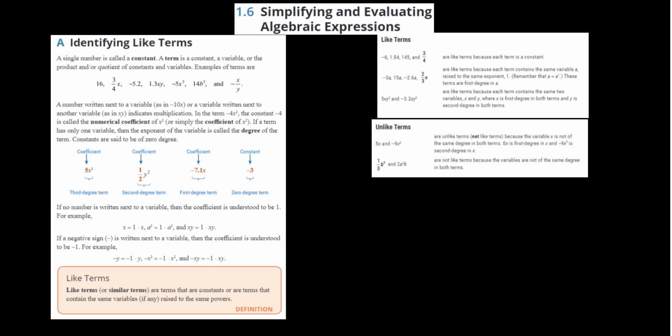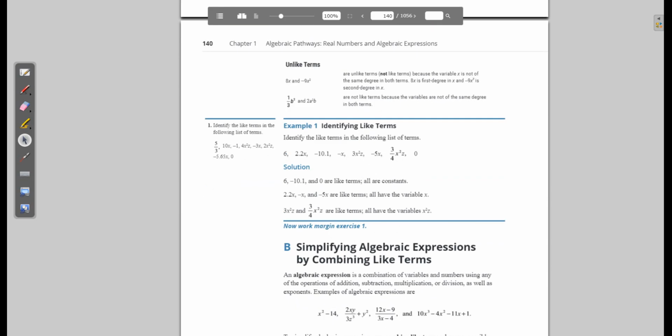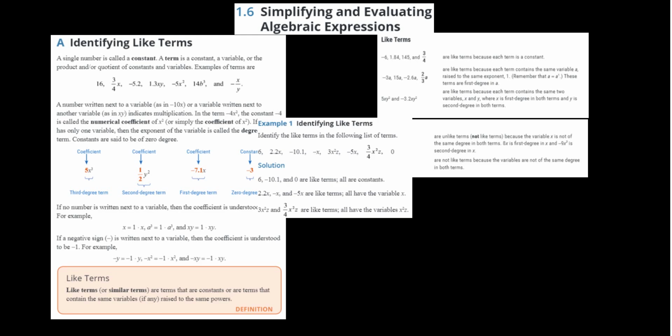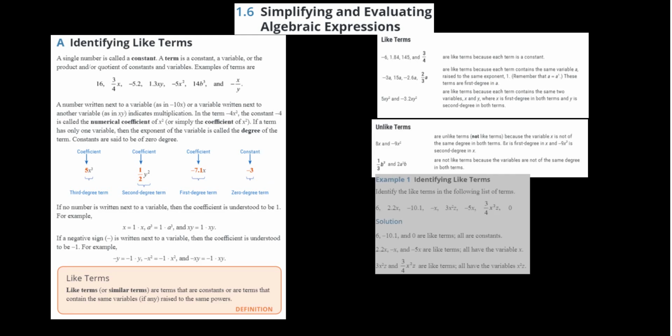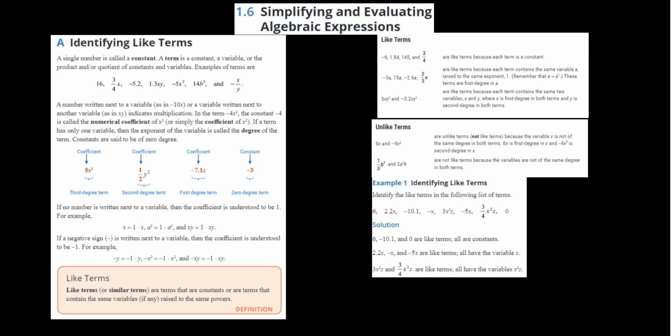All right. So example 1. I feel like we can just snip the whole thing. There's not much to this. Heck, we'll put it on this page. So example 1 reads, identify the like terms in the following list of terms: 6, 2.2 times x, negative 10.1, negative x, 3x squared z, negative 5x, 3 over 4 x squared z, and 0.